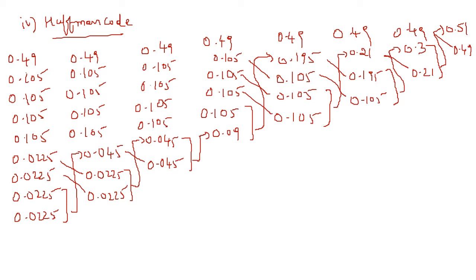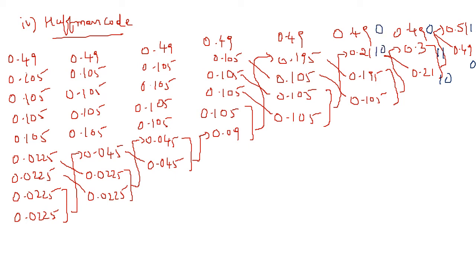Next is assigning the values and coming back to represent the code. So we'll write this as 1, this will be 0. So 0 will be brought here, and 1 is split as 11 and 10. So we'll write accordingly. So this will be 10, this is 0.